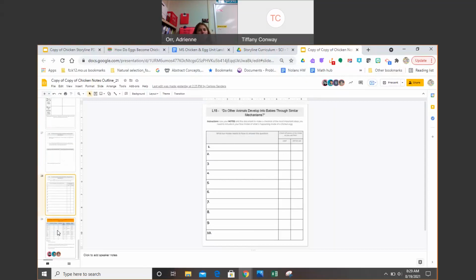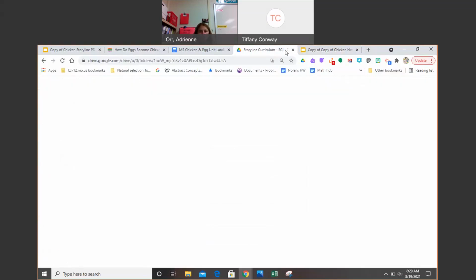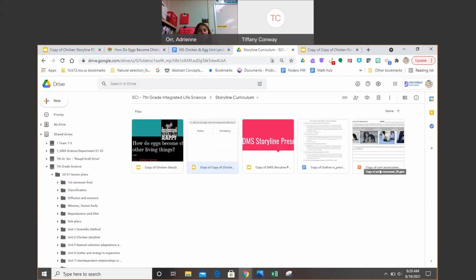And then in that folder was the actual unit assessment. We had them comparing that to, like, if you cut your finger, how would you go about healing it? So trying to get them to think that you would have to make new cells and that sort of thing. So it's a lot of looking at other stories and how does it apply?